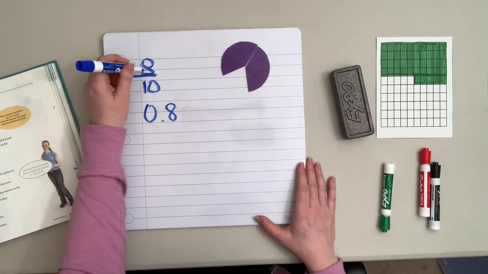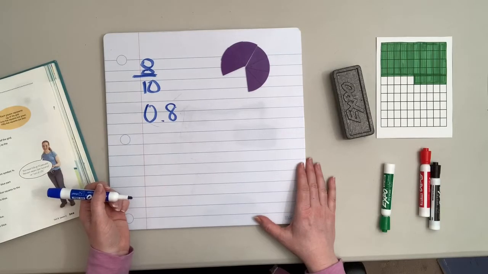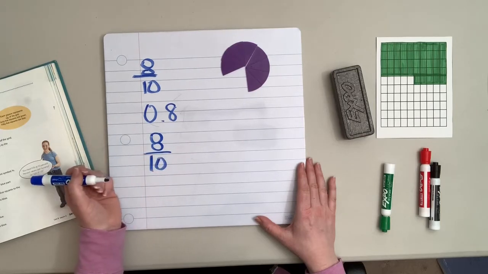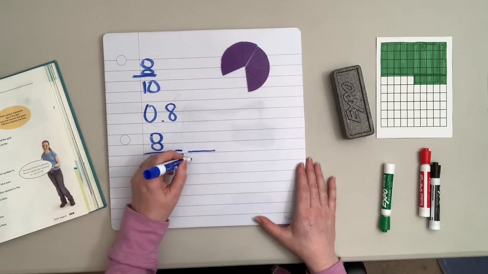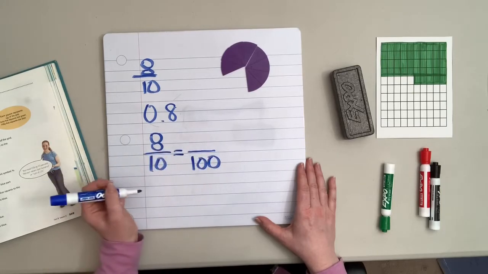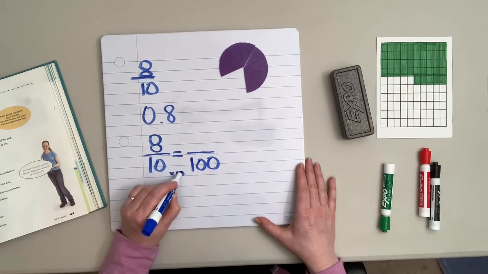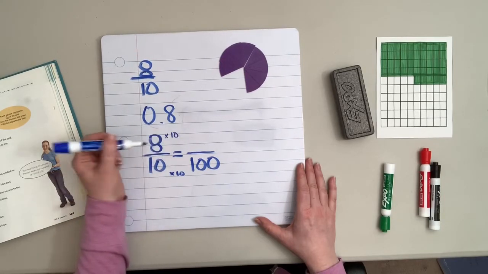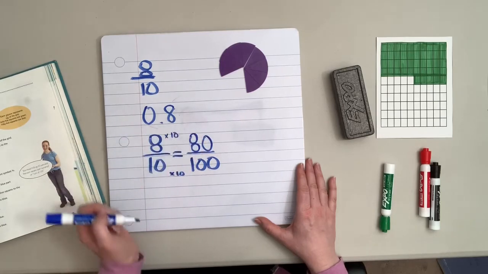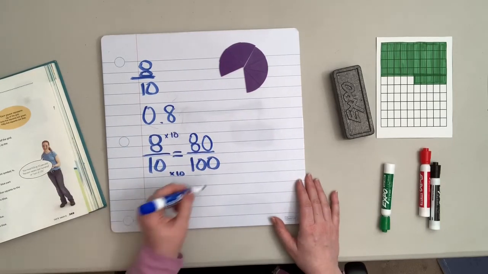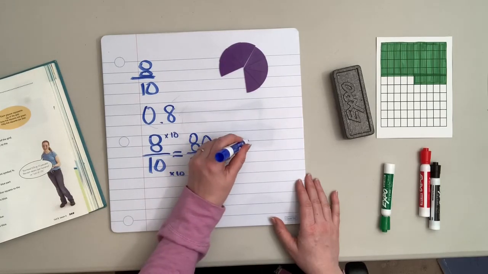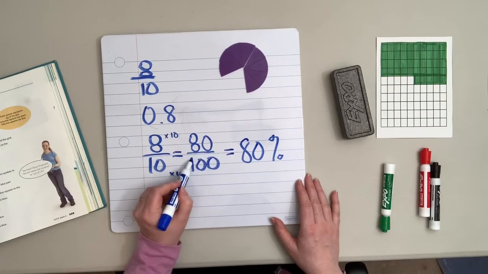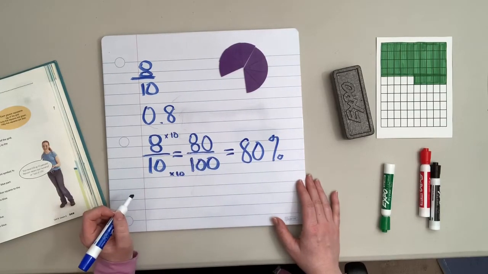Well, you have to convert because percent means out of 100. So if we have 8/10 and we want to know how much that would be out of 100, we would convert the numerator and denominator. 10 times 10 equals 100. So do the same thing to the numerator, 8 times 10, and you get 80. Once you've done that, it's easy to figure out the percent. 80 over 100 is 80%, because this over 100 means percent.